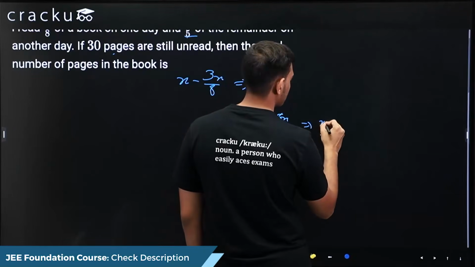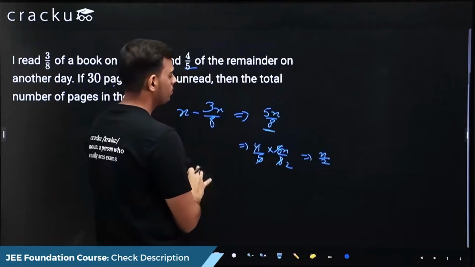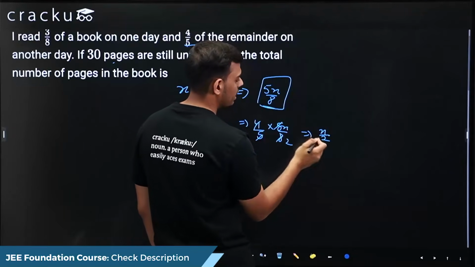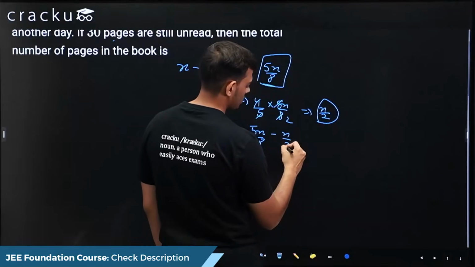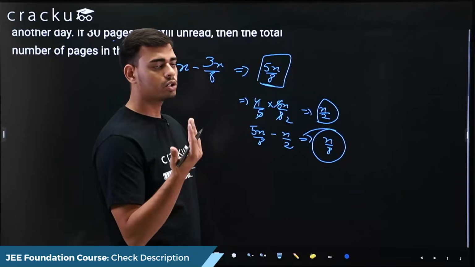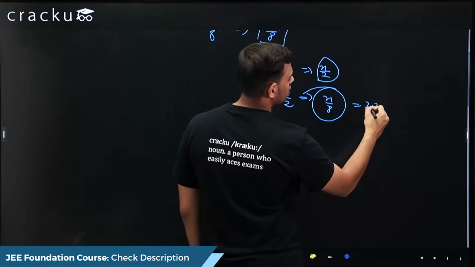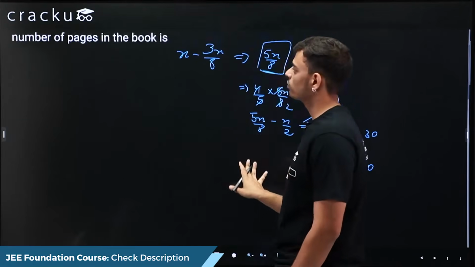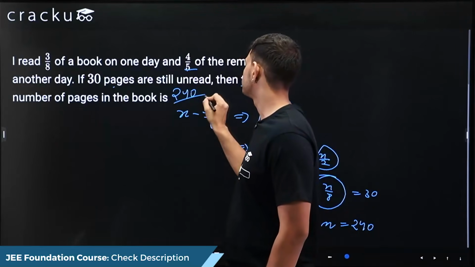That is x by 2. So on the second day, he read x by 2. Now the remaining pages will be 5x by 8 minus x by 2, which is nothing but x by 8. This is the ultimately remaining pages after 2 days. This is given to us as 30. So x by 8 equals 30. X comes out to be 8 into 30, which is 240. What was x? The total number of pages in the book. So the total number of pages in the book is 240.